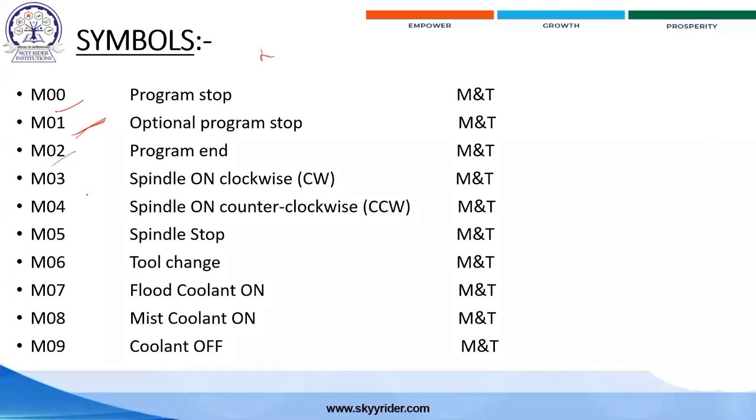M02 is used for program end. Then the spindle will be turned on by M03 and M04, clockwise or counterclockwise. Okay, then if you want to stop the spindle, you can use M05. Tool change is M06. So these are some of the codes that we'll be using.